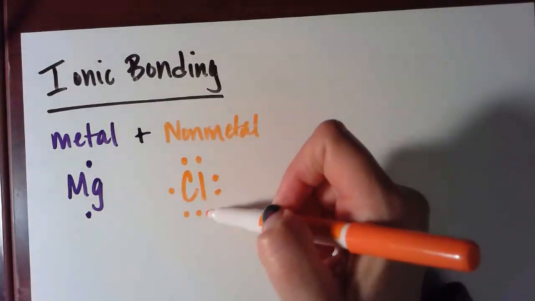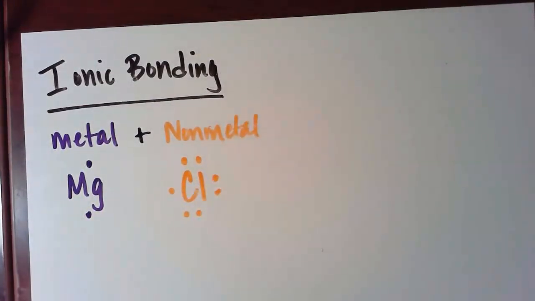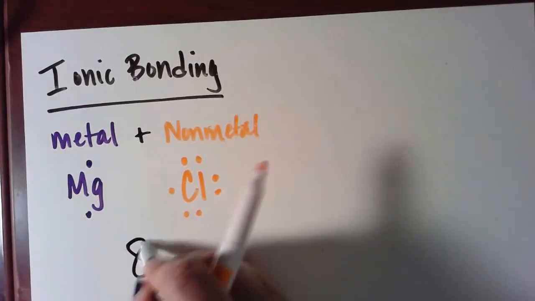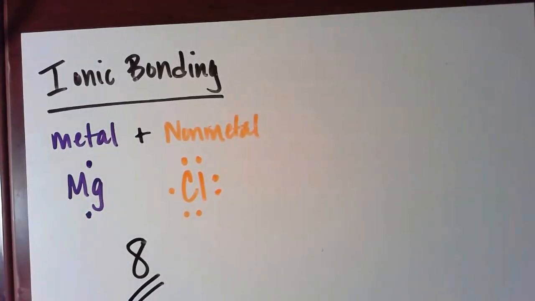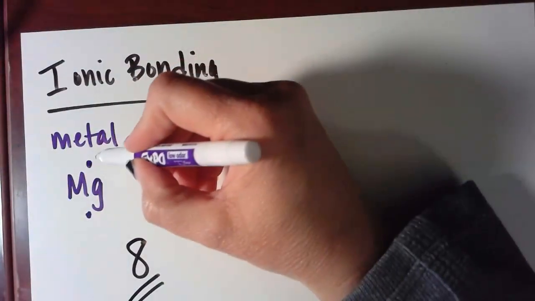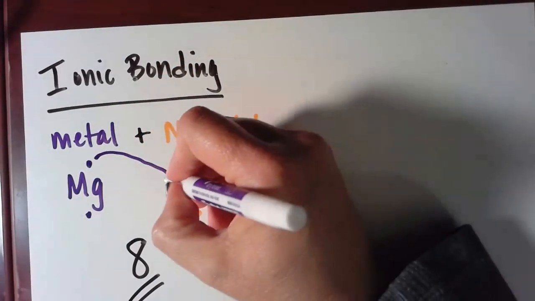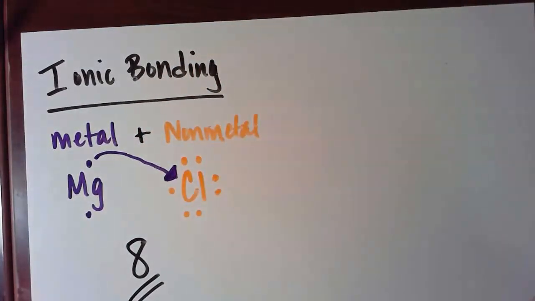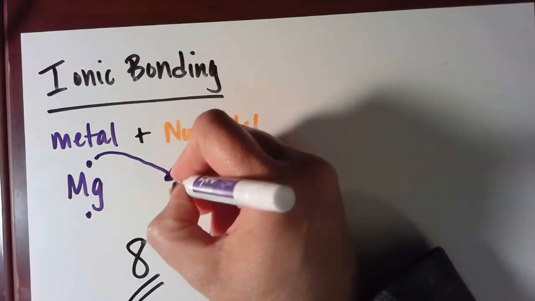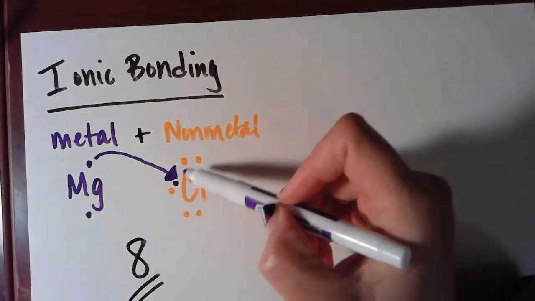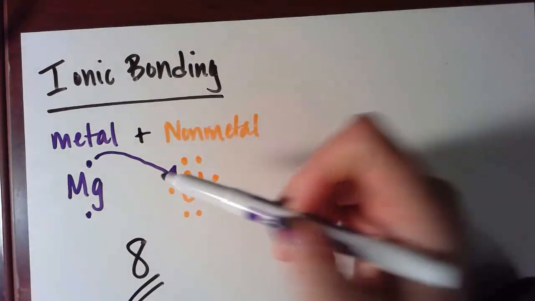Magnesium has 2 dots, chlorine has 7. My magic number is 8. All right, so if chlorine has 7 dots, you all know that it needs only 1 more. So in an ionic bond, magnesium is going to give its electrons to chlorine. The problem is it has 2 electrons, but chlorine only needs 1 more. So if chlorine gains this 1 electron, now he has 8. 1, 2, 3, 4, 5, 6, 7, 8.